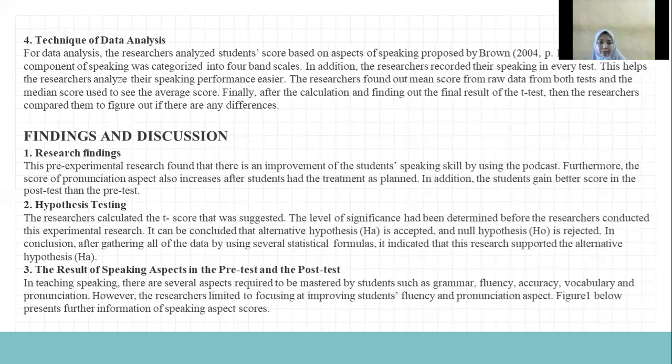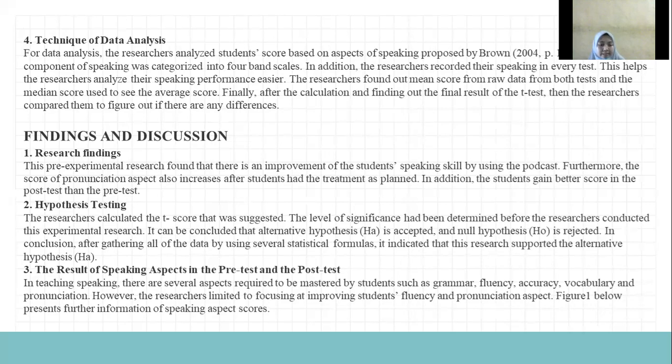Number one, research findings. This pre-experimental research found that there is an improvement in students' speaking skill by using podcasts. Furthermore, the score of the pronunciation aspect also increased after the students had the treatment as planned. In addition, the students gained better scores in the post-test than in the pretest. Number two, hypothesis testing. The researcher calculated the scores. The level of significance had been determined before the researcher conducted the experimental research, and it indicated that the research supported the alternative hypothesis. Number three, the result of speaking aspects in the pretest and post-test.